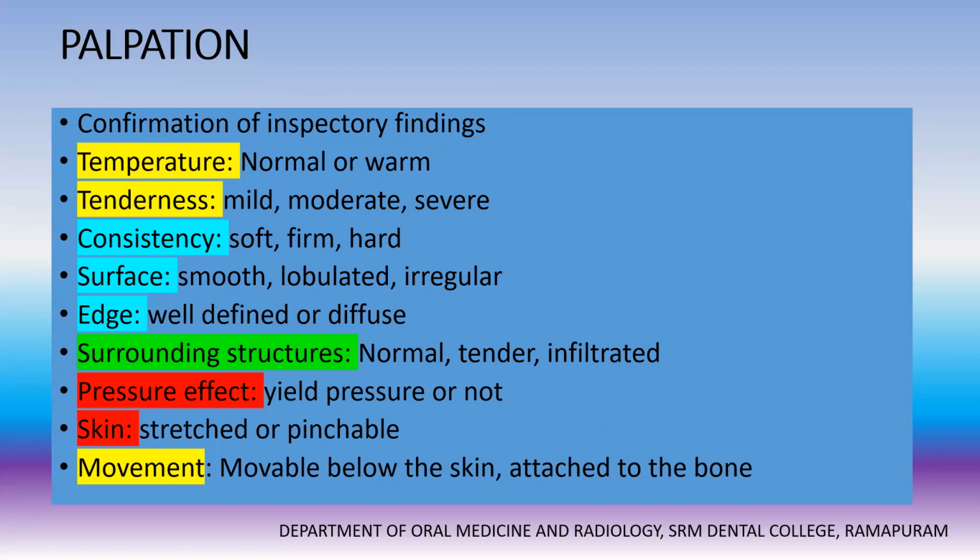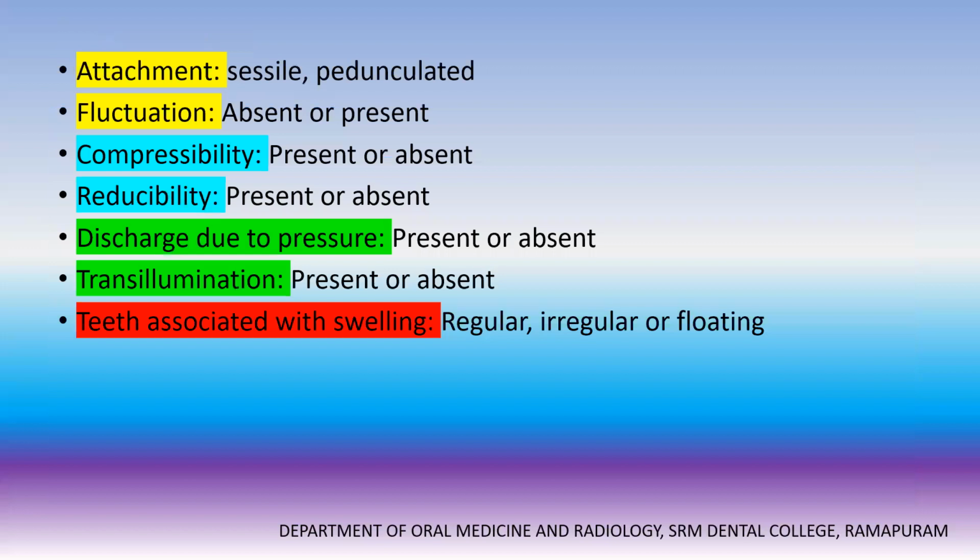The pressure effect has to be checked, whether it yields to pressure or it does not yield to pressure. Whether the skin over the swelling is pinchable or it is stretched. Whether there is movement below the skin or it is attached to the bone which is lying below the swelling. When we talk about attachment, it can be sessile or it can be pedunculated. And the swelling can have a fluctuation which can be positive or negative. So this is also a very important clinical test which has to be tested with gloved hands.